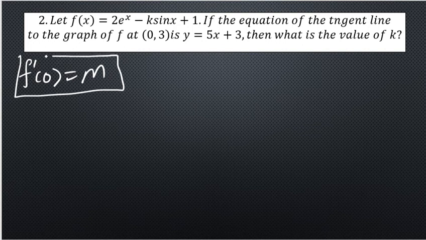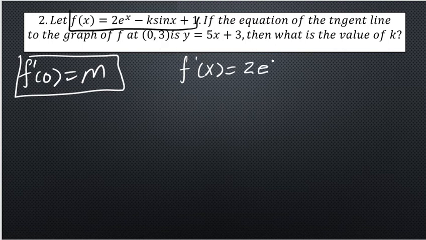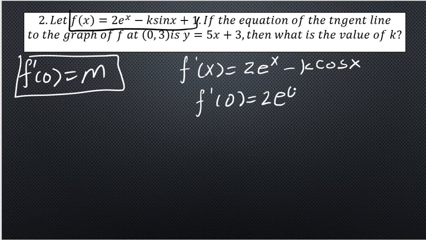So first let's differentiate the function, as you see it here. When you differentiate, the derivative of e to the power of x is itself, no change: 2 e to the power of x. Minus k sine x, the derivative is k cosine x, since you know the derivative of sine x. And the derivative of 1 is a constant, leave it. So for the derivative at 0, let's substitute 0: 2 e to the power of 0 minus k times cosine of 0. Cosine 0 is 1 and e to the power of 0 is also 1. So 2 minus k is left.